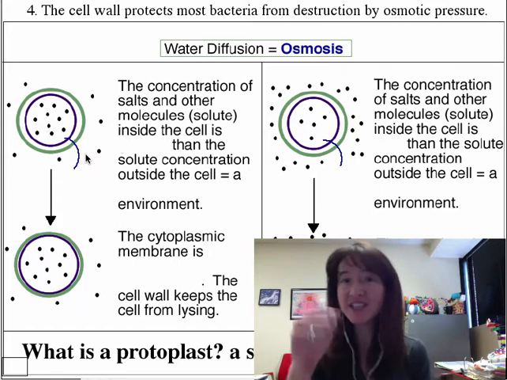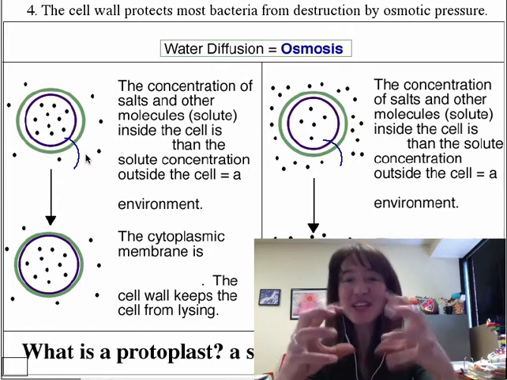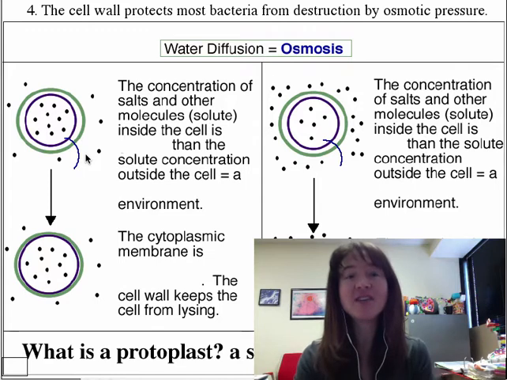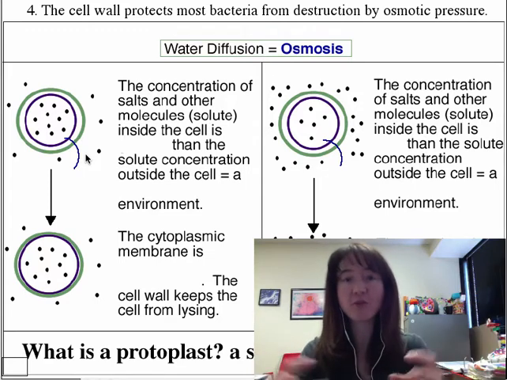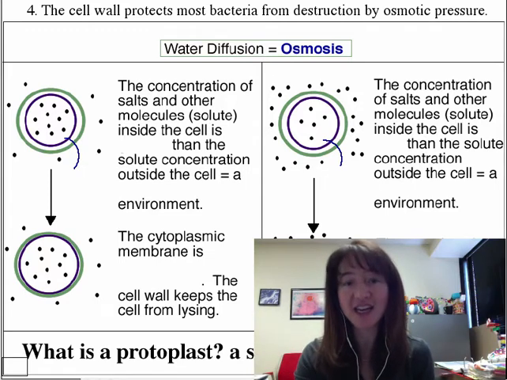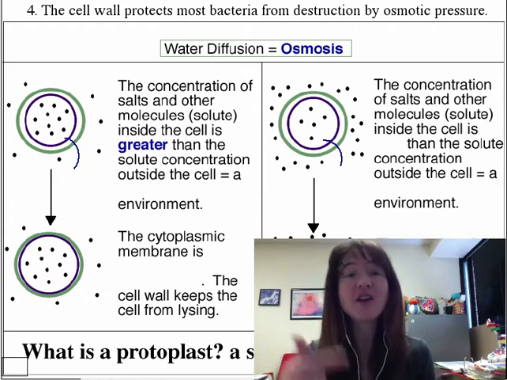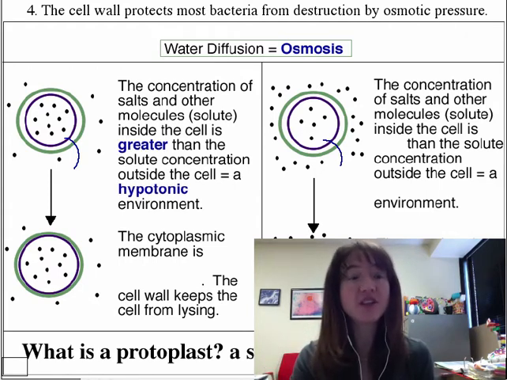Remember that rigid peptidoglycan, thick in a gram-positive? It's just going to push the cytoplasmic membrane up against that peptidoglycan. So the cell wall helps keep the cell from bursting as water rushes in.